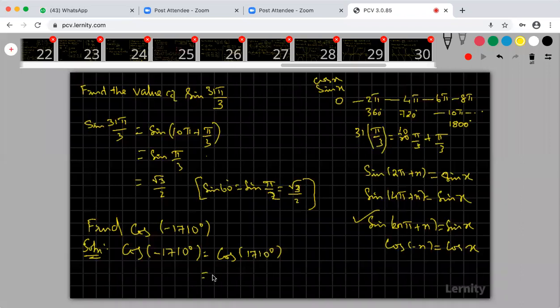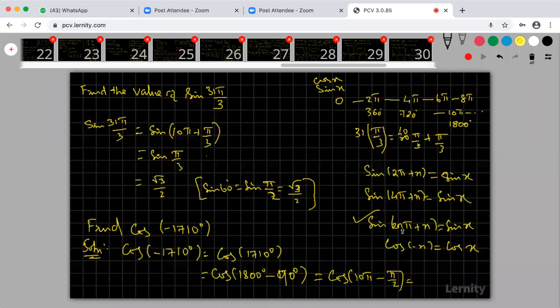Okay, so this can be written as cos of 1800 degree minus 90 degree. So 1800 minus 90, that is 1710. This 1800 is nothing but your 10 pi, minus pi by 2. Therefore, this is 10 pi minus pi by 2.